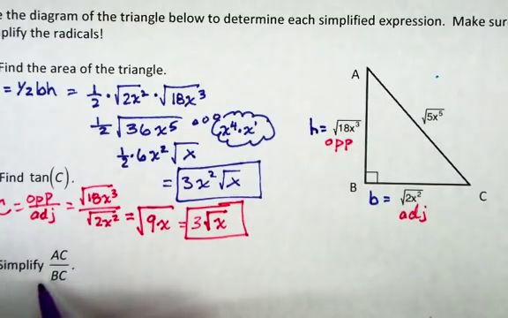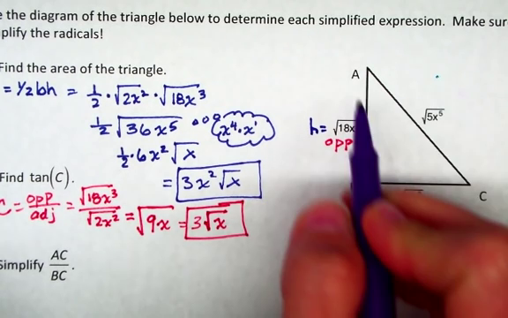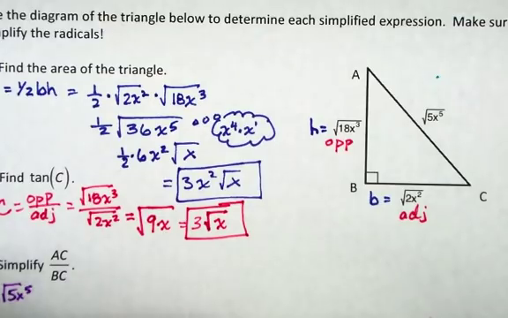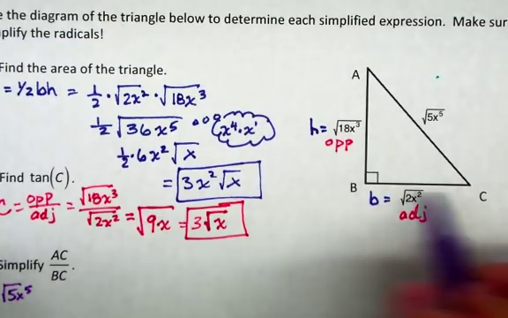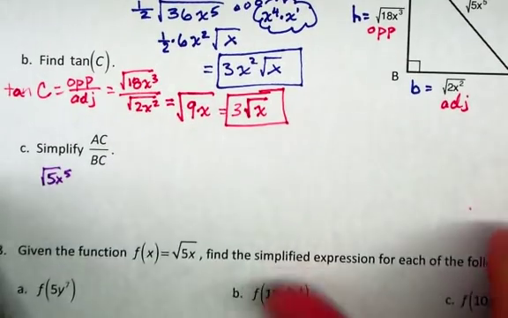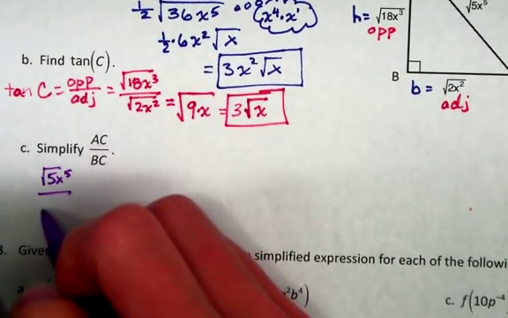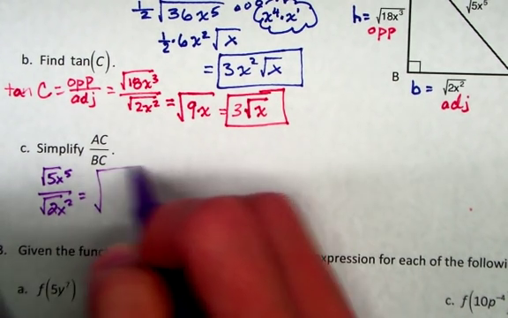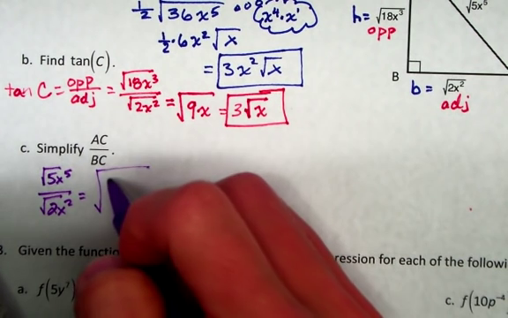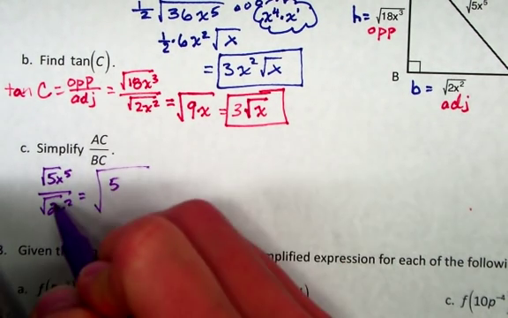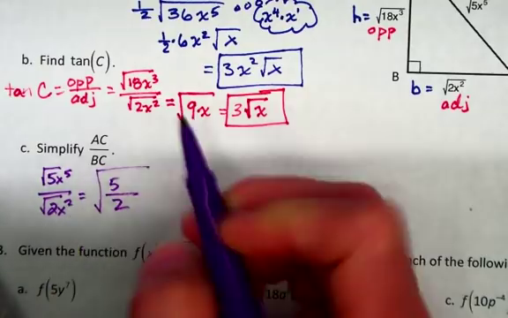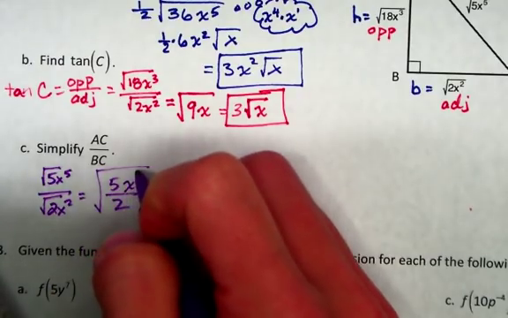All right, AC over BC, let's take a look. AC is this hypotenuse side here, so that's going to be the square root of 5x to the 5th. And BC is this bottom length, so that is going to be divided by root 2x squared. We can combine this all under one root. This is 5 over 2. And then I have 5 x's on top and 2 x's on bottom, so that's x to the 3rd on top.